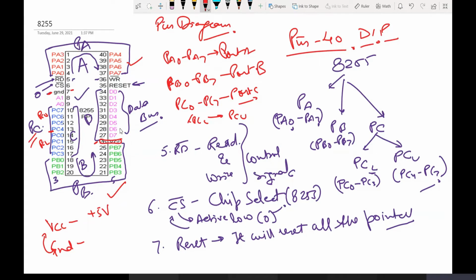So this is the only pin that you need to take care of, which will be creating a differentiation or a barrier between the data bus and the port B, upper part of port B. Only this thing. Where will this VCC go? 7, 7, 8, 2 plus 6, 8, VCC.